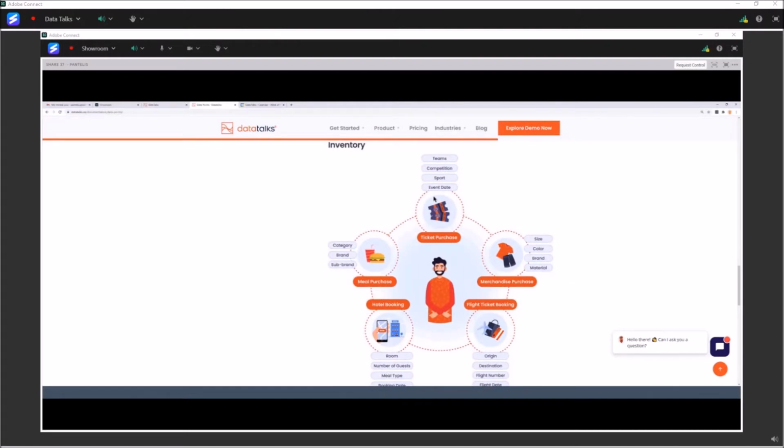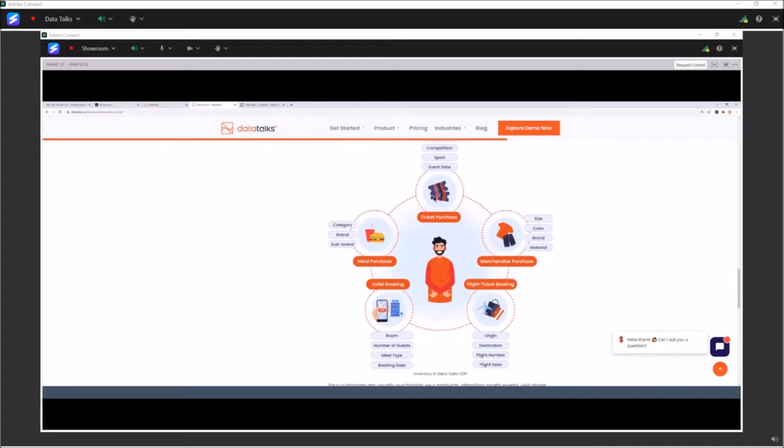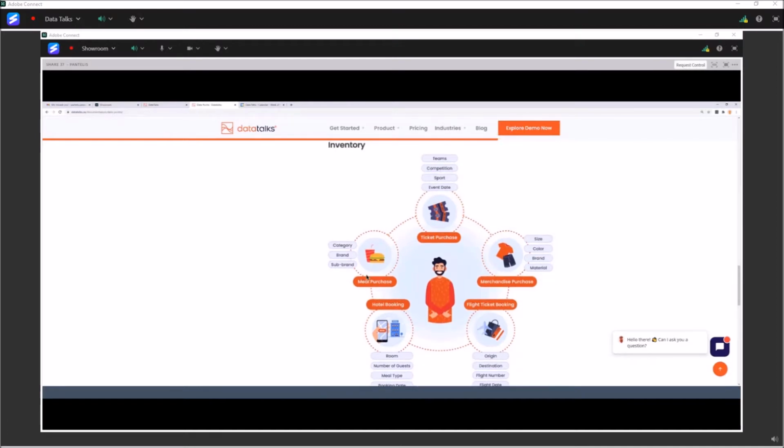And here, as I said, we have the inventory, which is items to describe the different events. So if we are talking about retail and e-commerce, we can see that in the merchandise purchase event, we have clothes here, and we would like to describe those clothes. So if we can connect the ID of the product with this inventory, then we can get the size, the color, the brand, or the material of the product. This brings another angle in the analytics, in the insightful analytics that you can get from Datatox CDP.